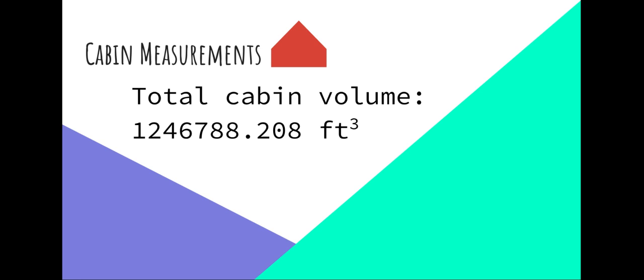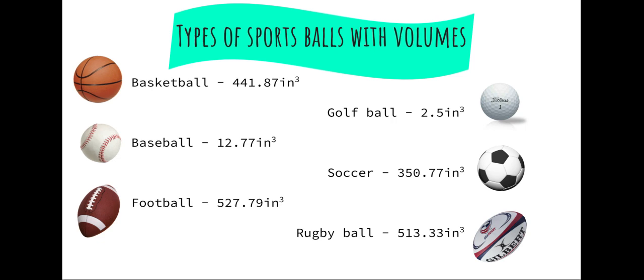And so, as a final number, we got 1,246,788.208 feet cubed. The types of balls that we used in this experiment or data collection were basketballs, baseballs, golf balls, soccer balls, and then we also used a football and a rugby ball.